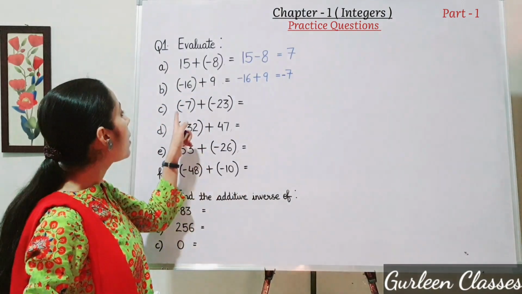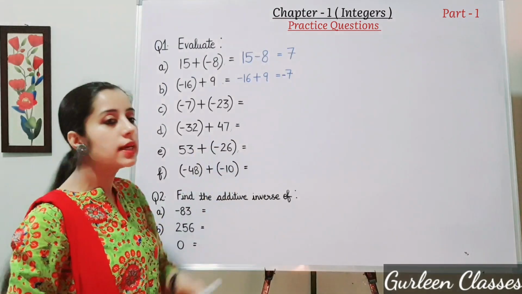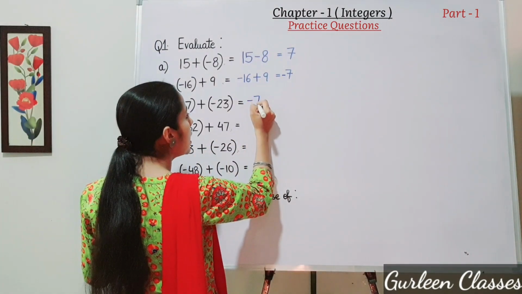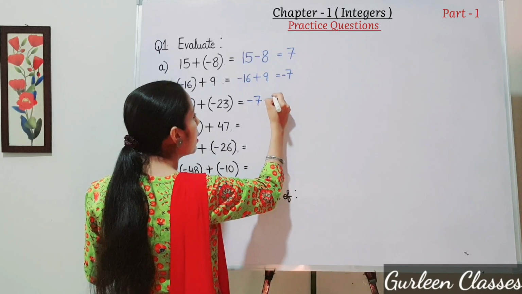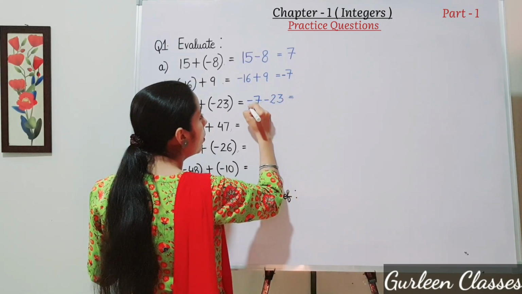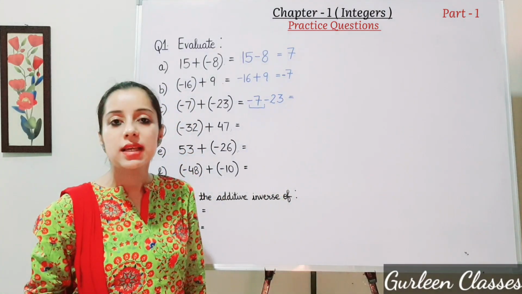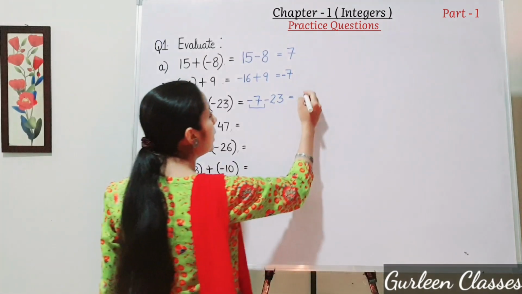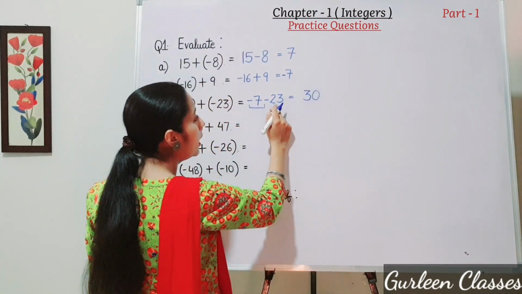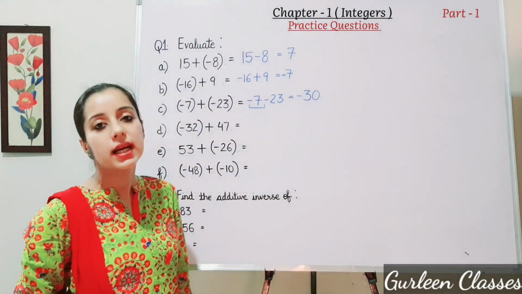C) minus 7 plus minus 23. Plus minus minus. So first open the bracket. Minus 7 plus minus minus 23. As I told you, minus minus plus. So 23 plus 7, 30. Right here, 30. The greater number is 23 and the sign is minus. So the answer is minus 30.